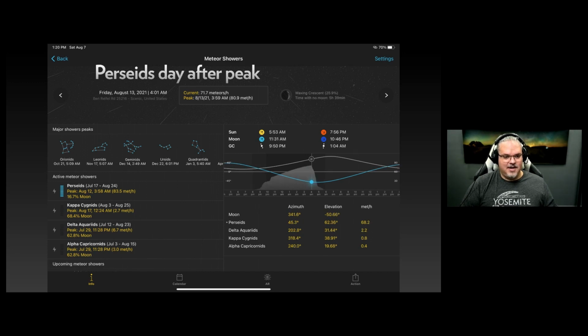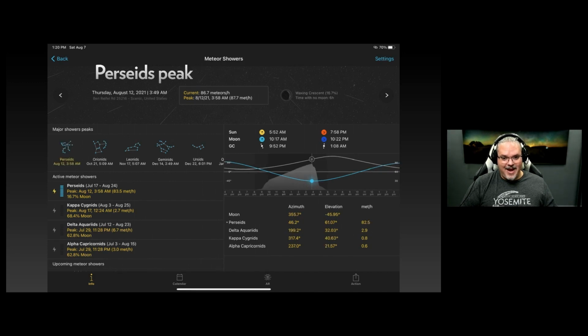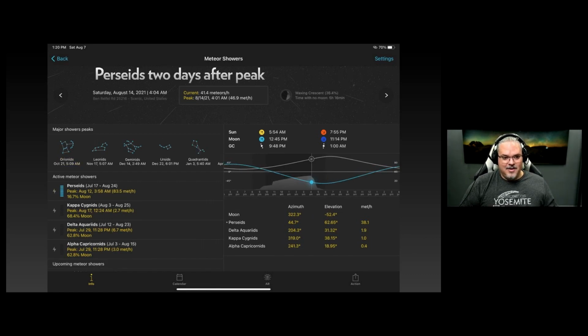But this data sheet allows you from any place to say, I want to know what the probability is of knowing how much darkness I have, how many meteors per hour, and how much effort I should put into being there. So those are the things.